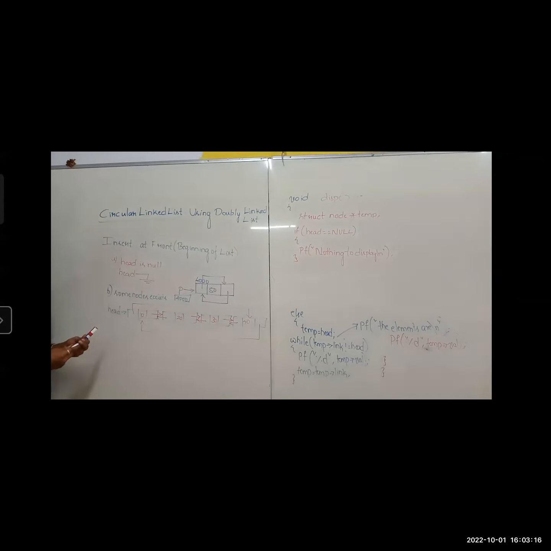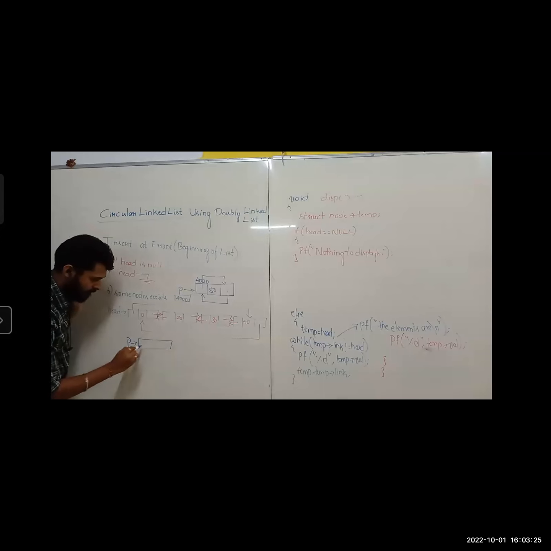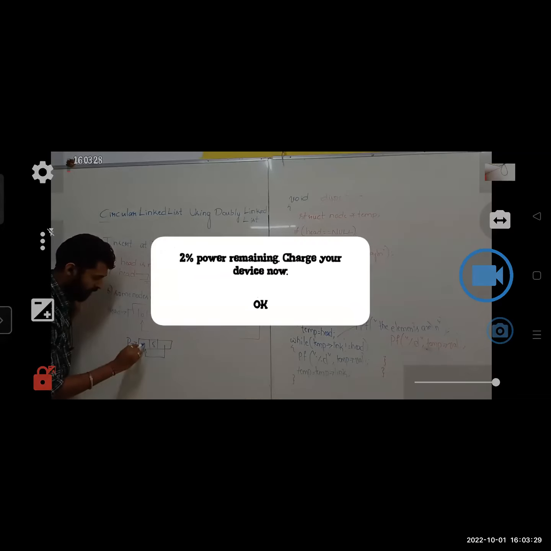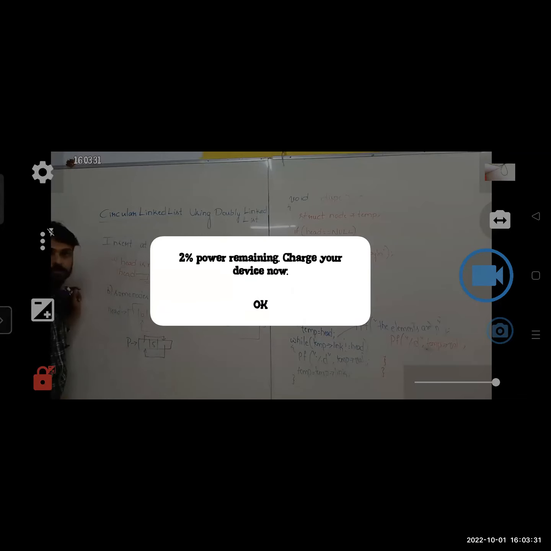So please wait. Now in this case, what should I do? Create one node. Initially, P's L link should point to P.